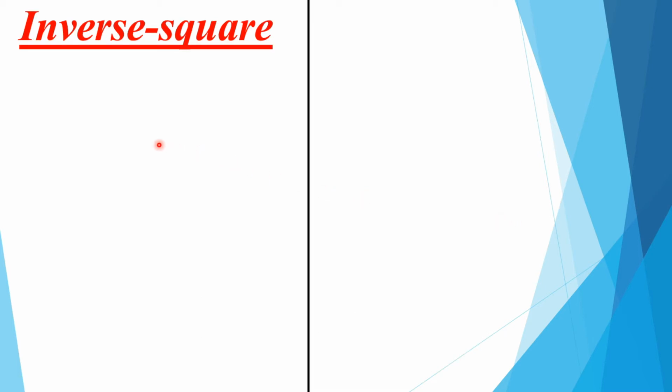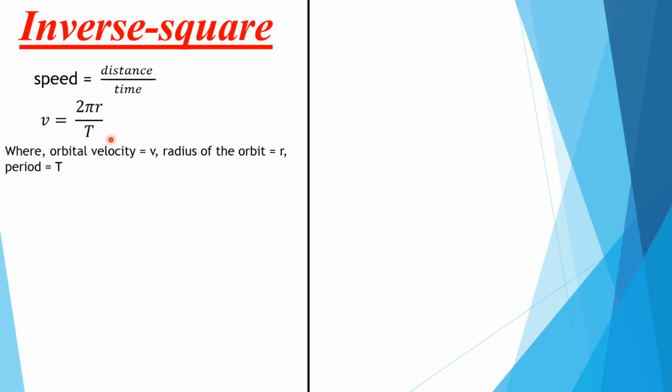Now, based on Kepler's law, Newton arrived at the inverse square law. Speed is equal to distance upon time. Now, this orbit is a circular orbit. Even though it is elliptical, it is considered to be circular. So the distance will be equal to the circumference of the circle given by 2 pi r. So speed v is equal to distance upon time, that is 2 pi r upon t.